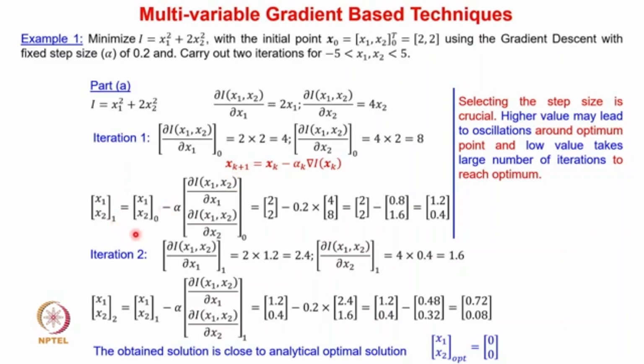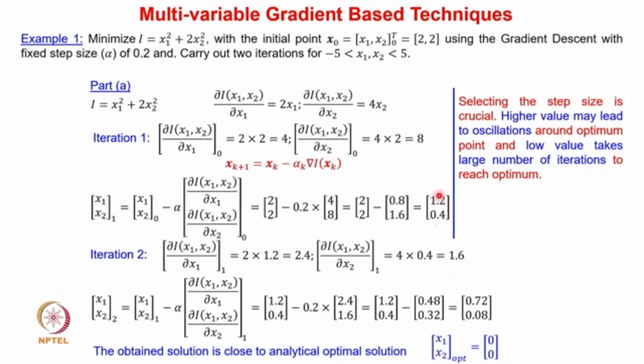We can calculate that from (x1, x2) which is present at the initial given condition. So (x1, x2) at iteration 0 minus alpha into the (∂I/∂x1, ∂I/∂x2). So this is the gradient vector which is multiplied by the step size. You can put all these values here. So 2, 2 will be the initial values, then minus 0.2 into (4, 8), and after simplification what we get is 1.2 and 0.4.